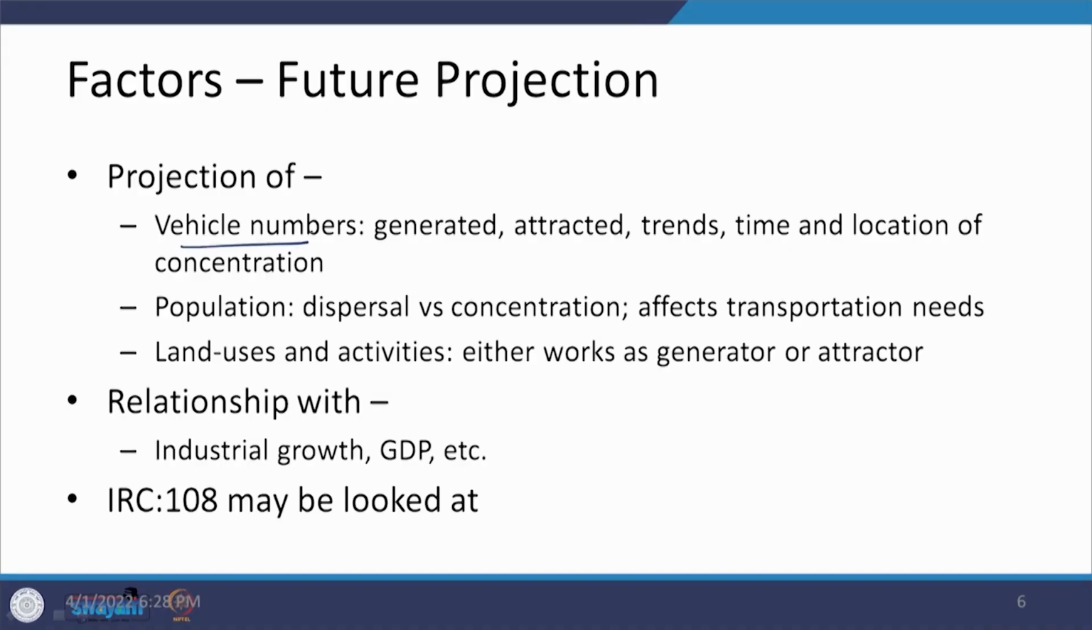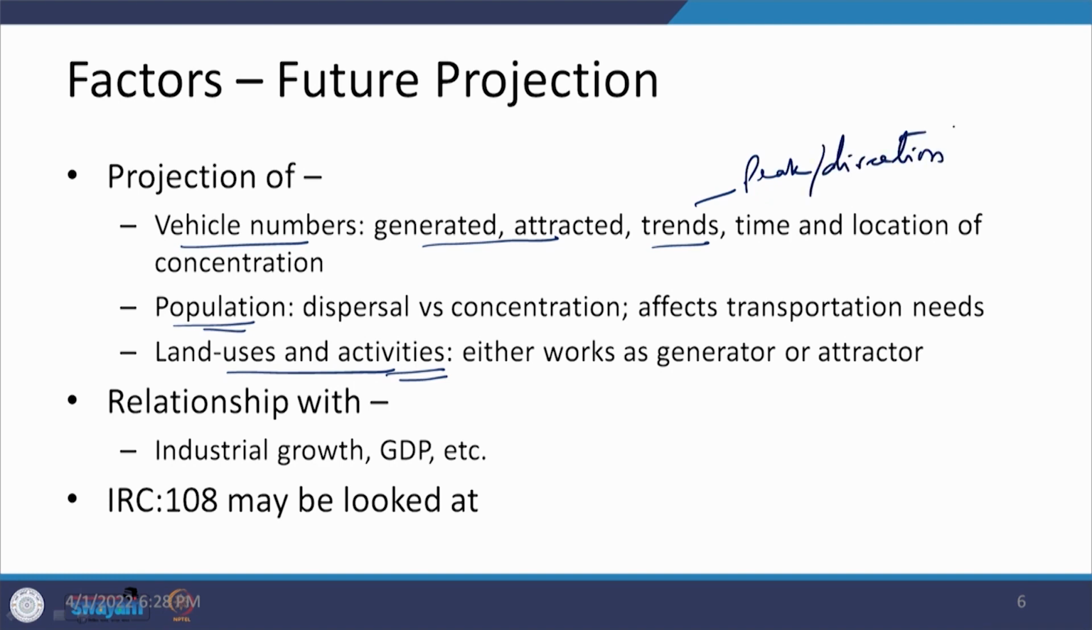So, we need to see how many vehicles there are, what the population is, and what the land use and activities are going to be. The reason is that these vehicle numbers are going to be generated or attracted by the land uses or the activities in an area. And when they are attracted to an area, what is the trend of their movement, at what time the peak comes up, or in which direction the movement is more.